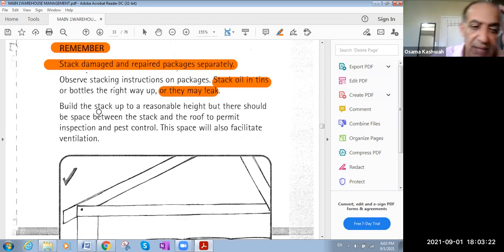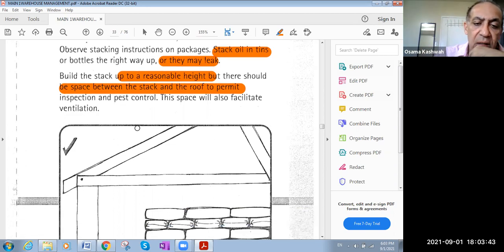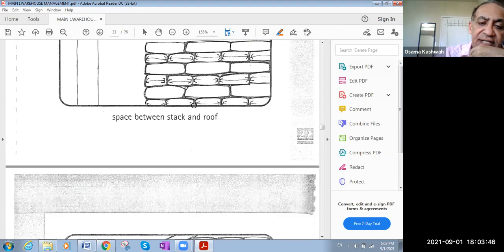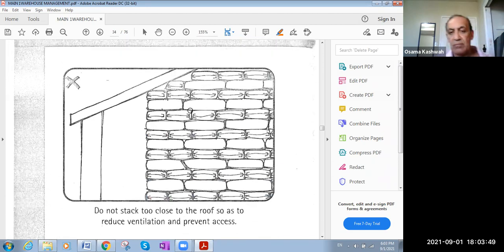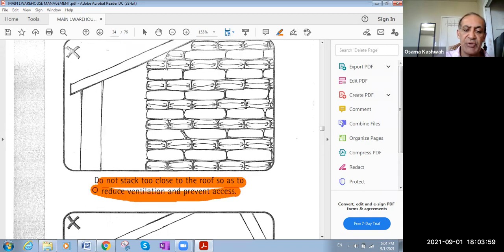Build a stack up to a reasonable height, but there should be space between the stack and the roof of the pyramid. Don't stack it into the roof. Keep a distance between the stack and the roof. This space will also facilitate ventilation. Do not stack too close to the roof so as to reduce the ventilation.